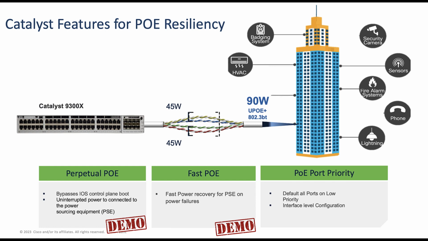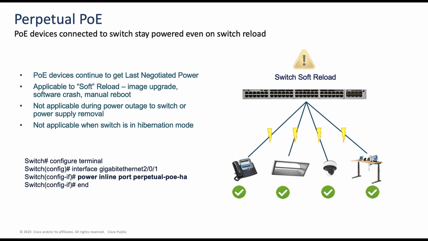And this makes the point that there is a need for robustness and resiliency in our network design for Power over Ethernet. So there are three important features in Catalyst switching hardware and IOS XE that network admins can take into their design. The first one is Perpetual PoE, the second is Fast PoE, and the third one is PoE port priority. The first one in this list is Perpetual PoE.